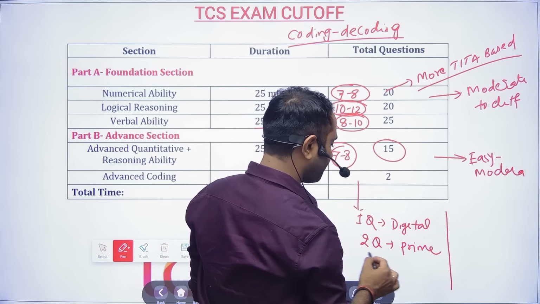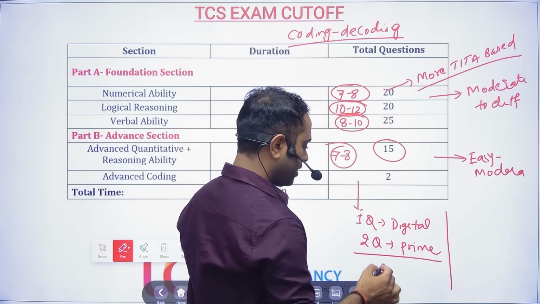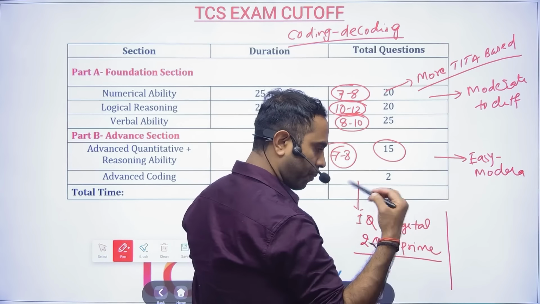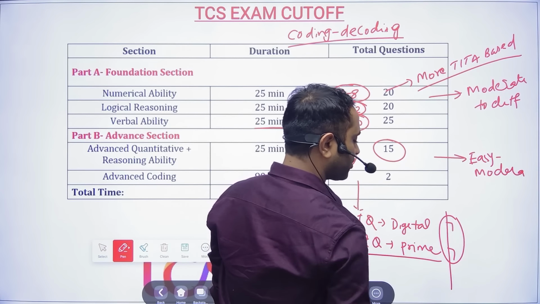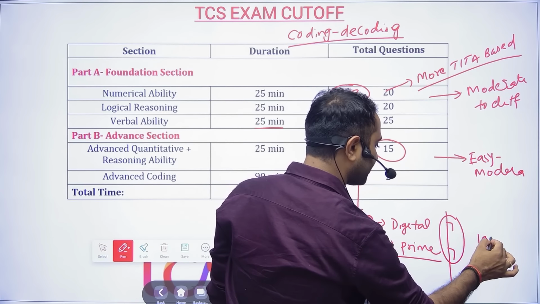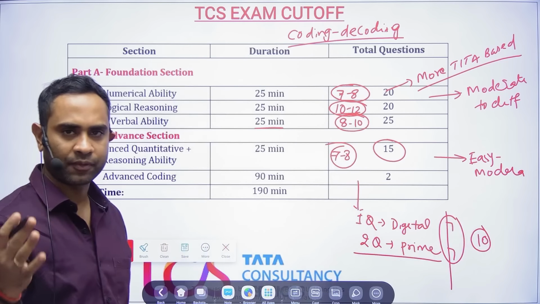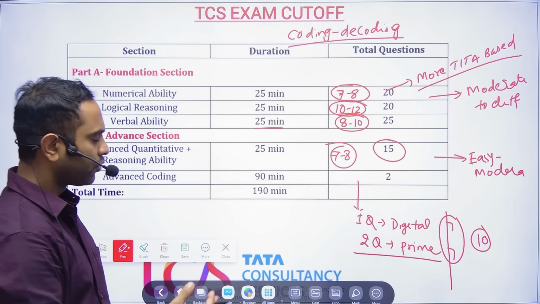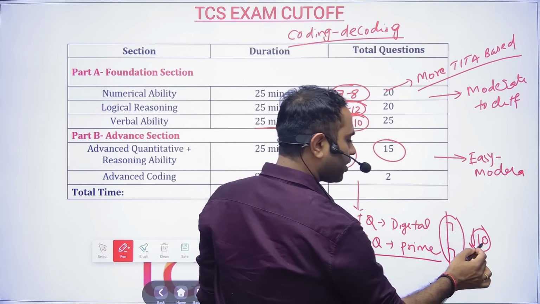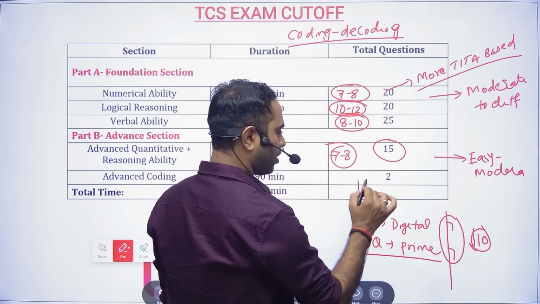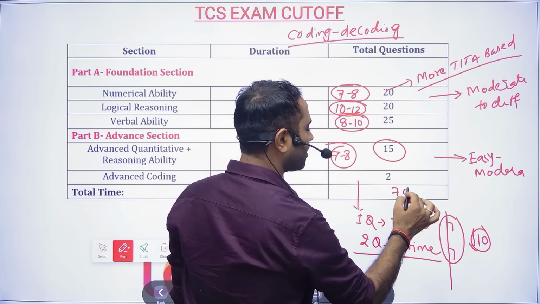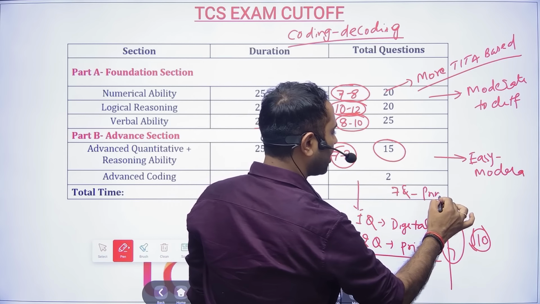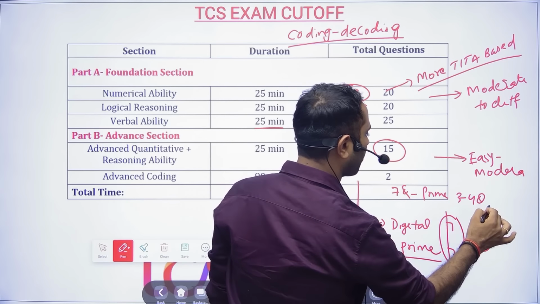Now suppose one of the students, I mean the topper actually, so total 14 questions. Suppose the highest number of questions done, the topper has done only 10 questions. So your cutoff will be around 50 to 60%. So if all together you have done 6 to let's say 7 questions, you will be called for prime, and if you have done 3 to 4 questions, you will be called for digital.